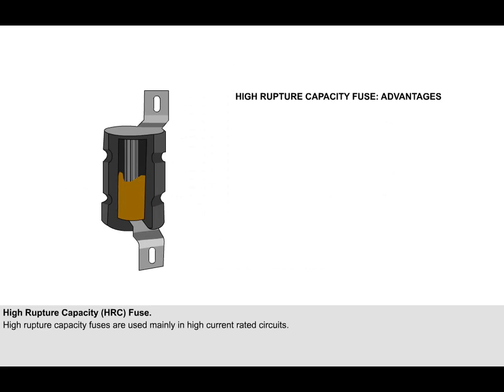The high rupture capacity fuse has the following advantages over the normal glass cartridge type. It blows at a more accurate current flow. It blows without flame. It does not deteriorate with age. It is more robust. And it is not affected by ambient temperature.